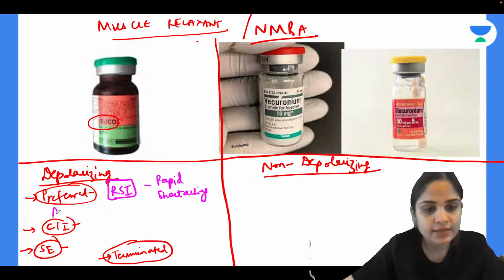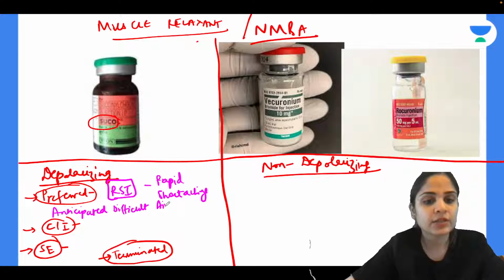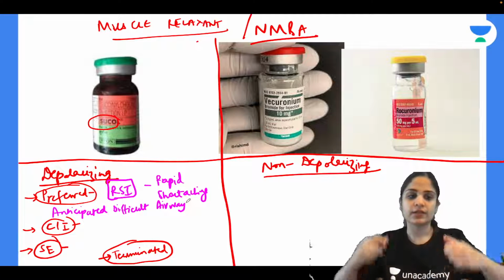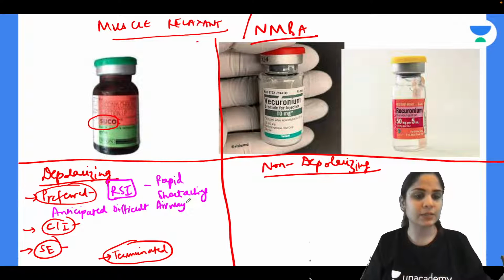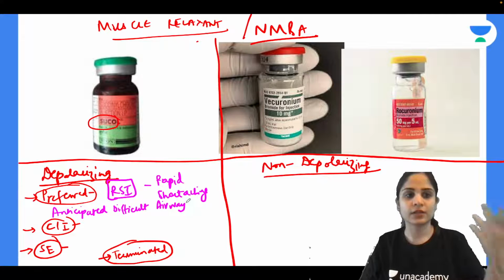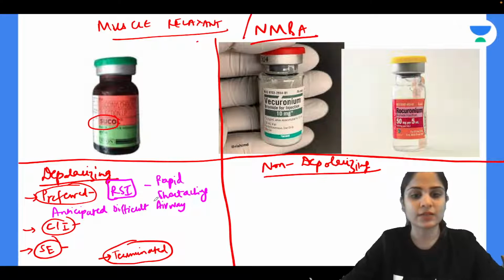Alright, other than that, the second thing is whenever you have an anticipated difficult airway. Suppose there is a patient who is very obese, 150 kg, and you have to intubate the patient. Now you don't know whether you will be able to intubate or not. So you are scared to give paralysis to the patient. If you paralyze the patient, the patient cannot breathe on his own, and the patient is very fat. So you're scared, what should I do? If I don't relax the patient, intubation will become difficult. If I relax the patient and I'm unable to intubate, the patient can die of hypoxia. So you are in a do or die situation. So there you can give succinylcholine.